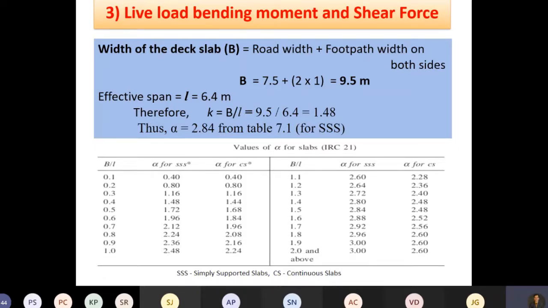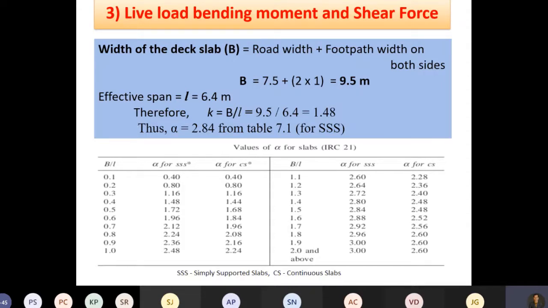So here we first of all have to find the width of the deck slab. The width of the deck slab is nothing but the road width plus the footpath width on both sides. The given road width is 7.5 meters and footpath 1 meter on either side. So the total width of the slab becomes 9.5 meters. We have the effective span as 6.4 meters. So as per the IRC code, we have to find the factor K, B by L, that is 9.5 by 6.4.